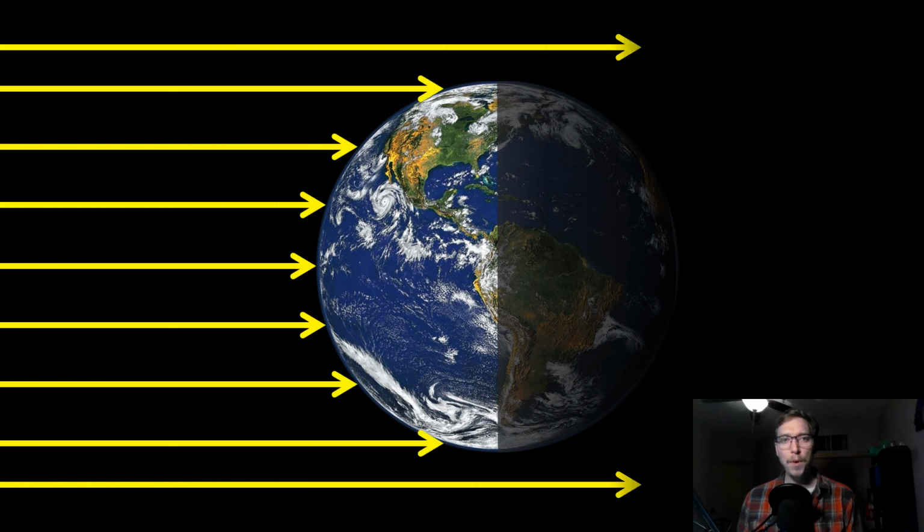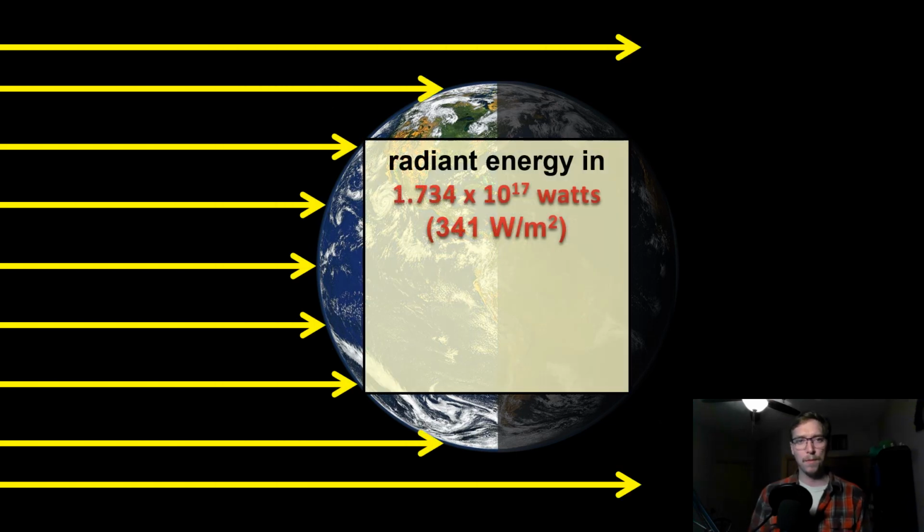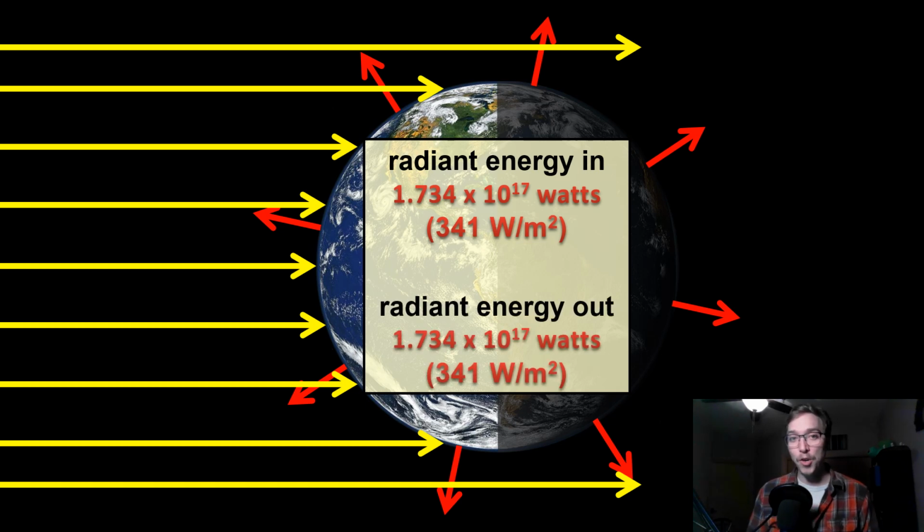We've talked before that there are 1.734 times 10 to the 17th watts of radiant energy coming into our Earth system. On average, that's 341 watts per meter squared averaged over the surface. We know that radiant energy out is also equal to 1.734 times 10 to the 17th watts, or 341 watts per meter squared. But there are some differences across our planet.